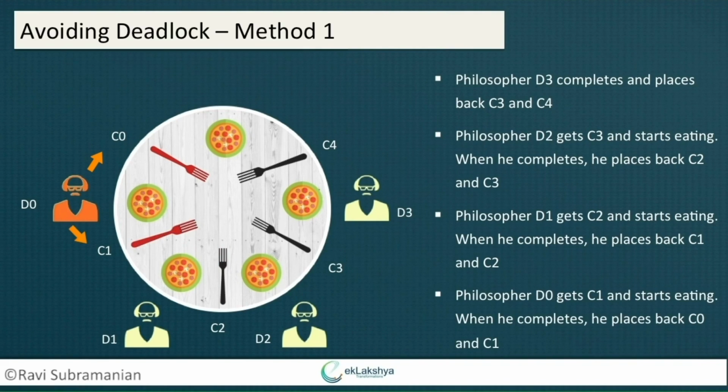So in this particular situation, we have avoided deadlock and starvation. However, this goes in the order of D3 going first, then D2, then D1 and D0. Only one person is eating at a time in this particular method.